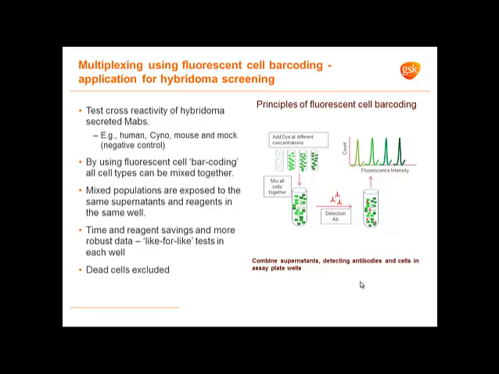Now, it's usual when doing hybridoma screening to check the cross-reactivity of your secreted mAbs against other species or different types of controls. You know, for example, human, cyno, mouse, or negative controls. But because flow cytometry can be multiplexed, you can use a process known as fluorescent cell barcoding. What we can do here is take the various cells expressing the protein, label them with different dyes or different dye concentrations, mix them together with the supernatants, and then detect binding to the cells in the same well. This, of course, saves time, reagents, and it'll give you more like-for-like tests. Because normally what would happen, you would run 3 or 4 separate assays.